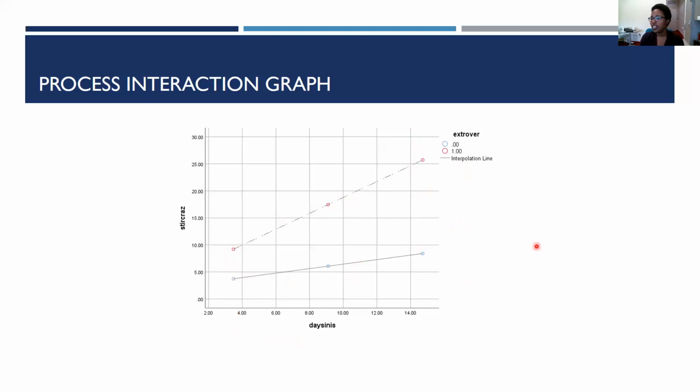Once you get into it, you'll get a feel for how you like to interpret your interaction graphs. But those are the two ways. One is to say, what are these slopes in the different groups? And then to say, how far or close to each other are they at these different points? Okay, so that is the interpretation of an interaction term.